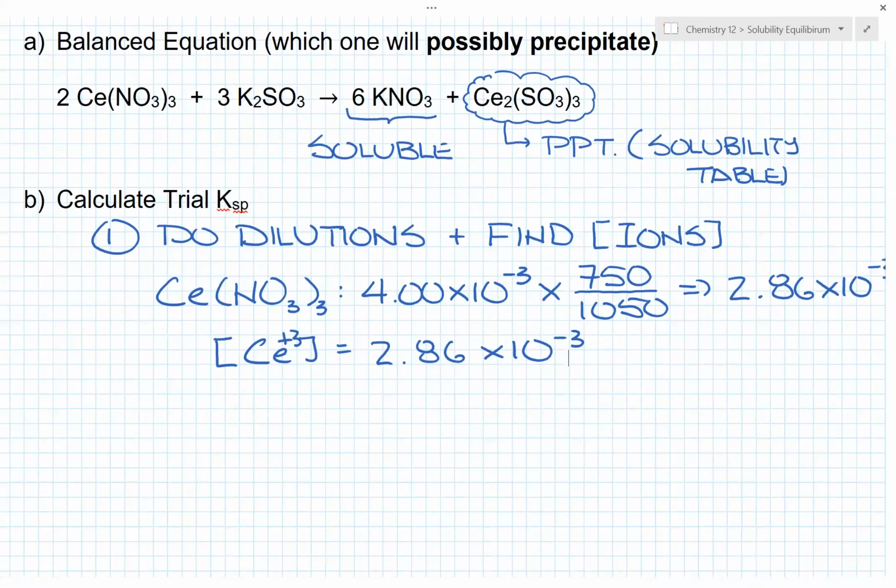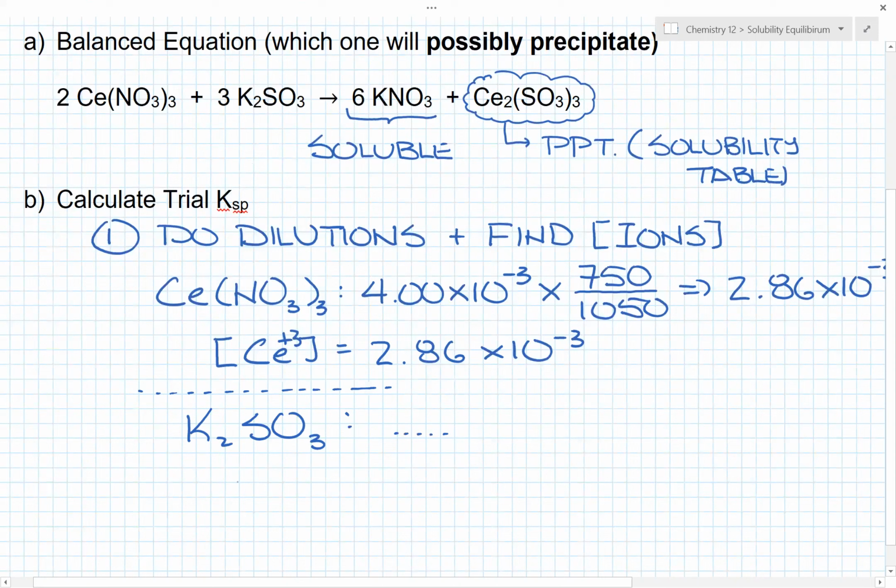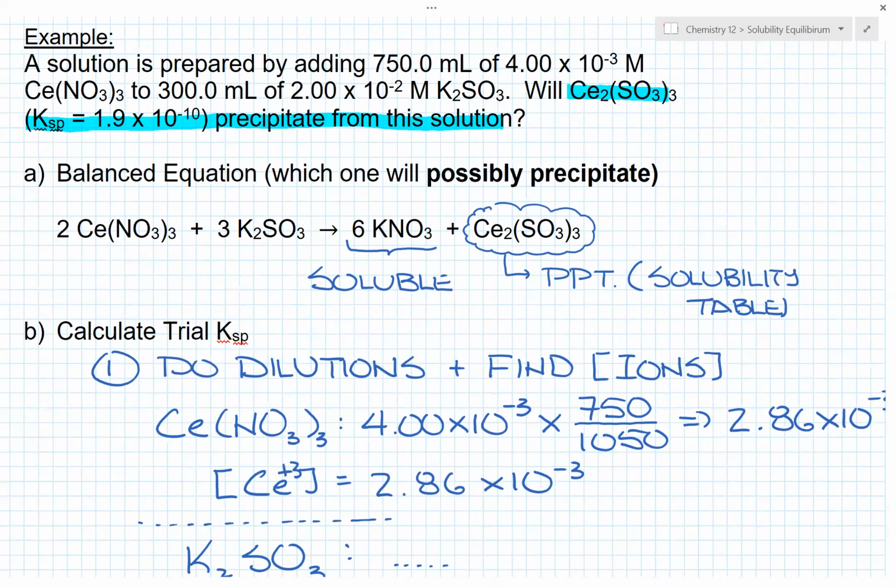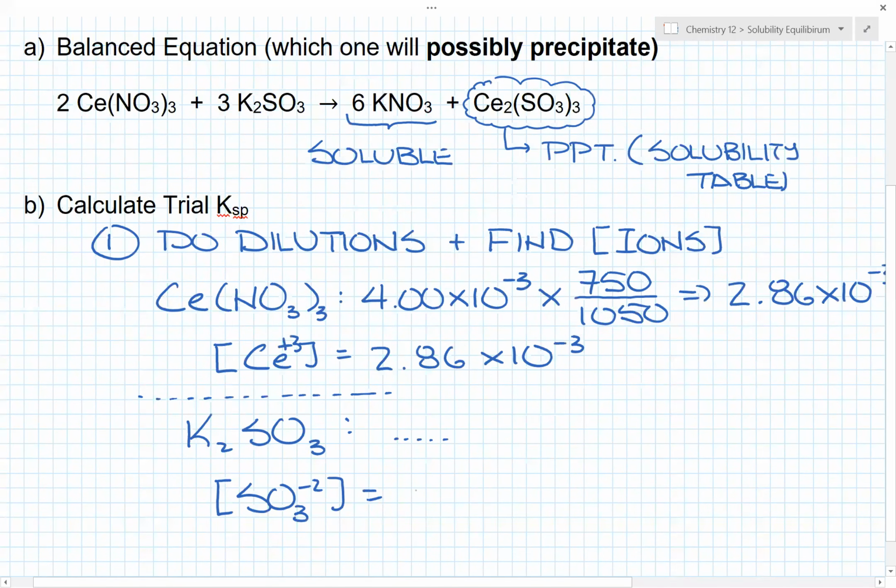Now, you do the same thing for potassium sulfate. Okay, so you do the exact same thing, and you find the concentration of sulfate ions. That would be equal to, if I did that, negative 2 times, I get 5.71 times 10 to the negative 3.